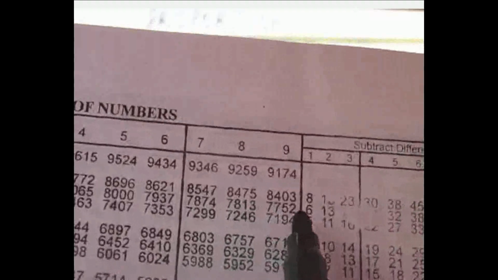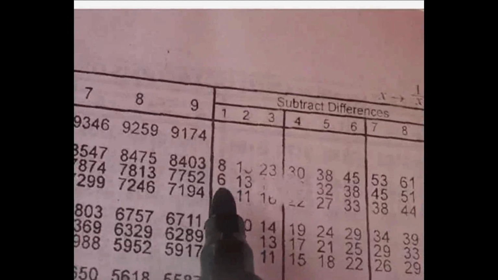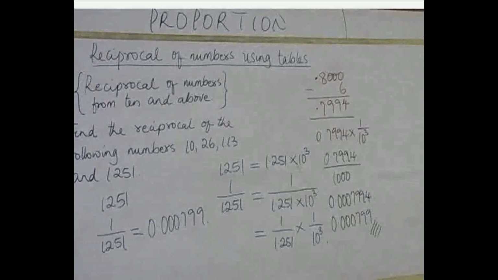Trace the difference of 1. You can see the difference of 1 there. Yes. The difference of 1 is 6. That was why you saw us subtracting 6 from 0.8000. That gave us the value we now used and went on in our multiplication, and now got the grand final answer being 0.000799, corresponding to the value we had when we used calculator to calculate the reciprocal of 1251.